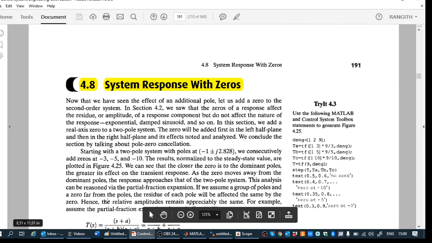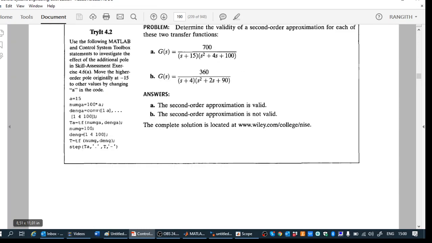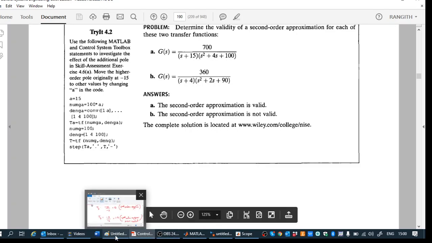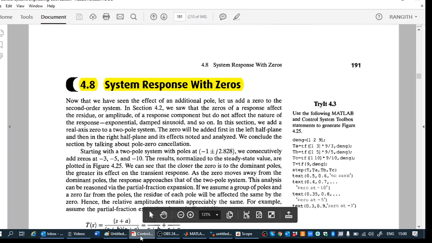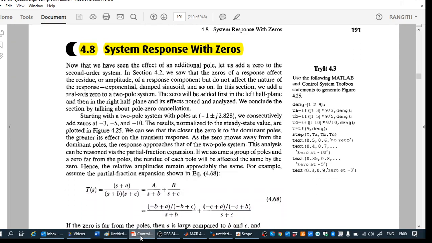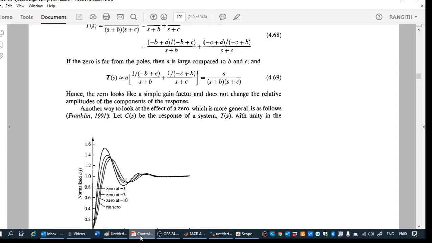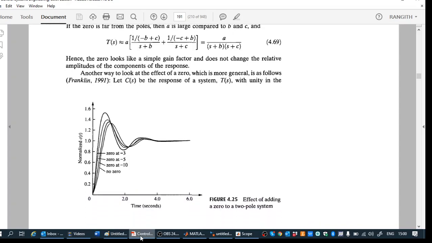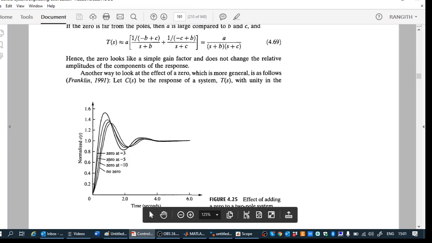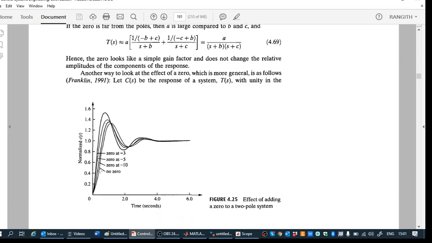All right. Now what would happen if you have a system with zeros? All the systems that we look at here, like this example, have no zeros. That means there is nothing in the numerator which is related to S. But what is the impact of adding zeros to your circuit? That's what we're going to have a look at next. And here again, you can see this by a simple example, right? There are 4 cases that they are considering. Firstly, there is one without a zero, which is this line over here.